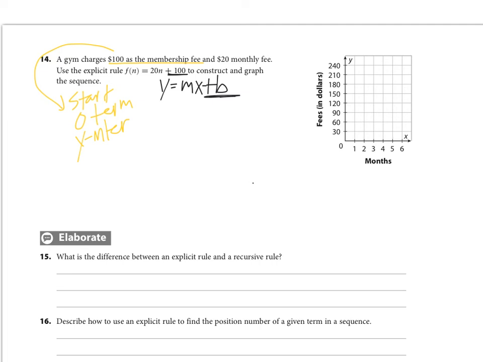Okay, what about the $20 monthly fee? We could say that is $20 per month, even though it doesn't say the word per. That is our rate, which we also refer to as our slope. Where's our slope at? That's our m. We'll look right here. There you go. So this is an explicit rule, but it's a linear equation, and that's where that comes from.